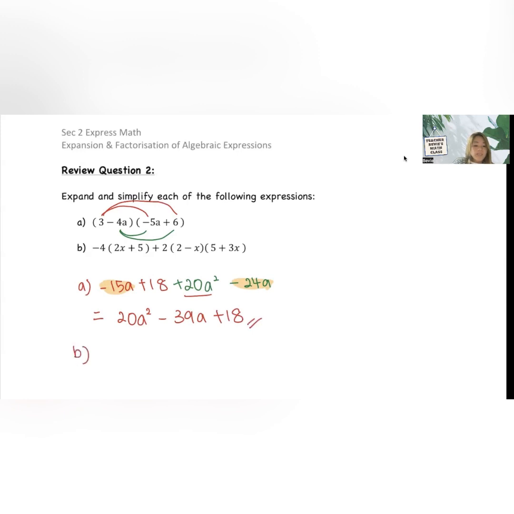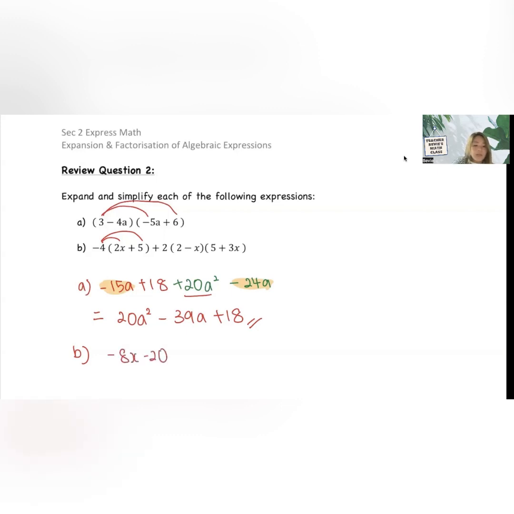Let's try one more example. So for part B, the front part first. First part is the same as question 1, which is just basically bringing in the negative 4 to all the terms inside. So let's start off with that. I have minus 8x minus 20.